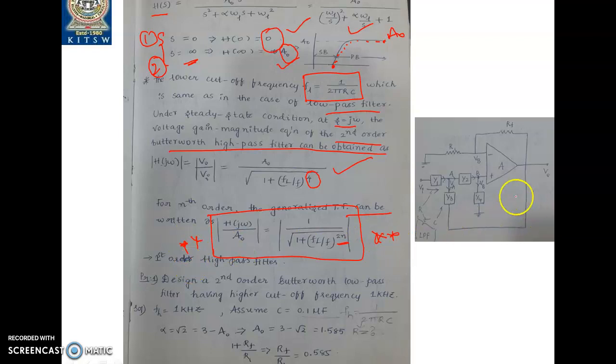So this is the circuit diagram of the second order active high pass filter. For the low pass filter, you should consider resistor and capacitor. For the high pass filter, you should consider this as capacitor and this as resistor. This is capacitor and this is resistor. That is the only difference.